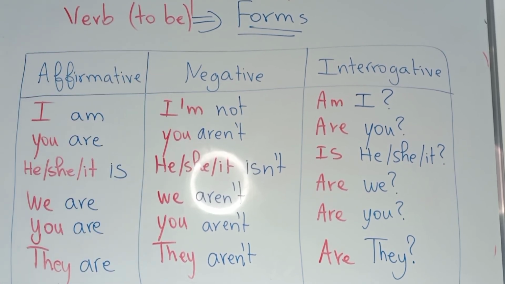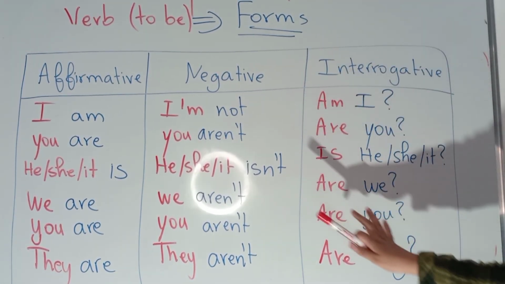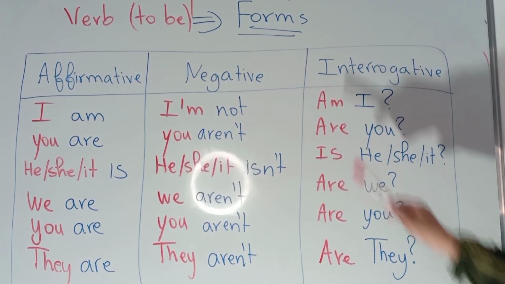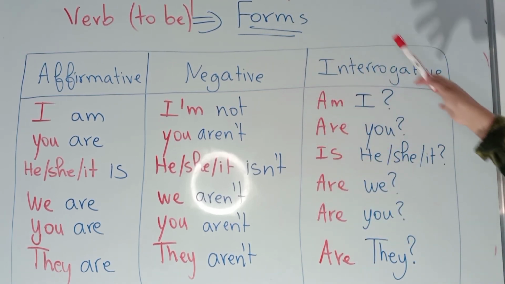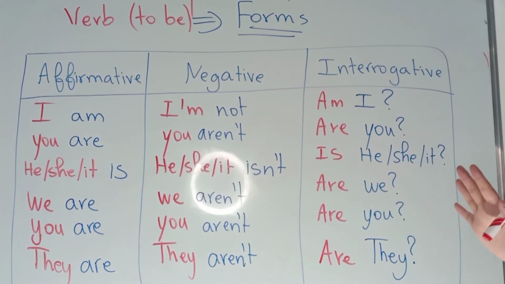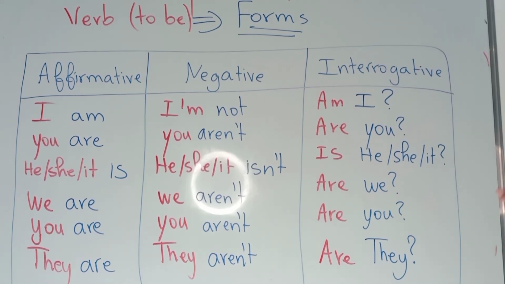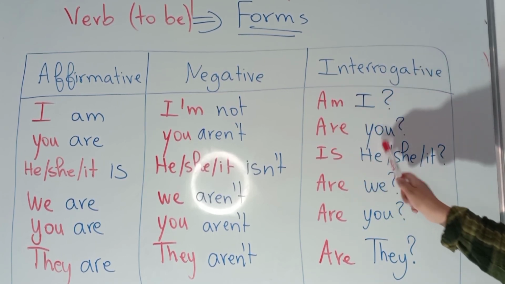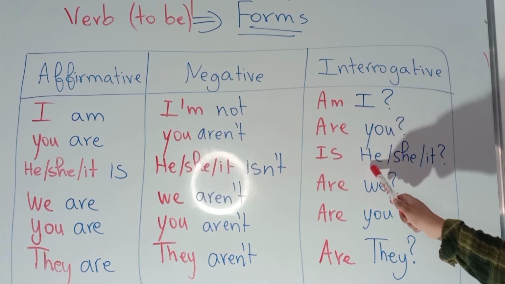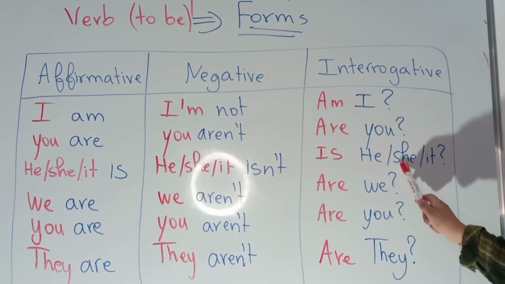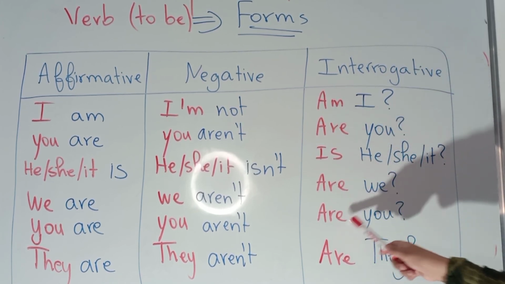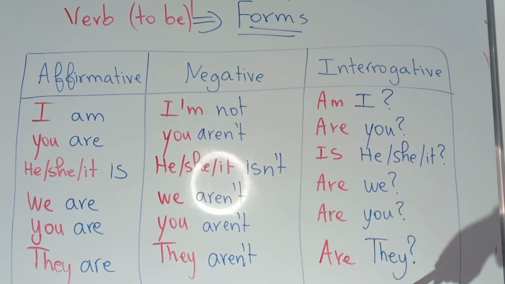And the last one, which is the interrogative form. So here, if you notice something, that we didn't start with the subject. We started with verb to be, then the subject. Because in the interrogative form, we always switch. Okay? Am I? Are you? Is he? Is she? Is it? Are we? Are you? Are they?